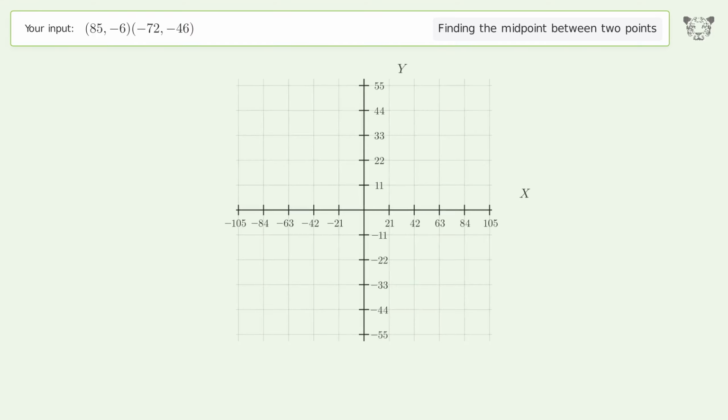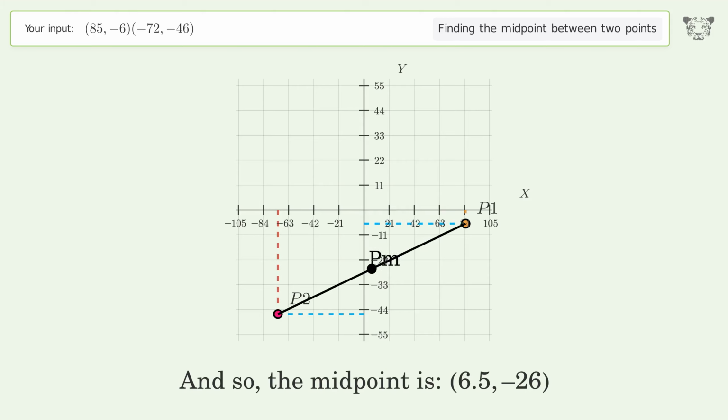And so, the midpoint is 6.5, negative 26.